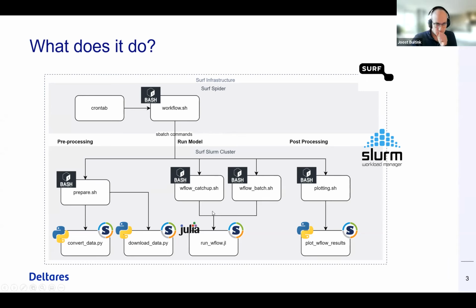Now we're running the model. We need to run a catch-up and a forecasting mode. I will get back to those as well. And we're running the WFlow hydrological model, which is the model we developed at Deltares, which is written in Julia. And then finally, once the model has been done running, including the forecasting, we can do some post-processing to plot the results of the model run. We currently have this workflow running on the Surf infrastructure on Surf Spider, where the workflow is triggered automatically once every month when there's a new forecast available, which is done with a cron trigger, and then the workflow is triggered once the data is there.